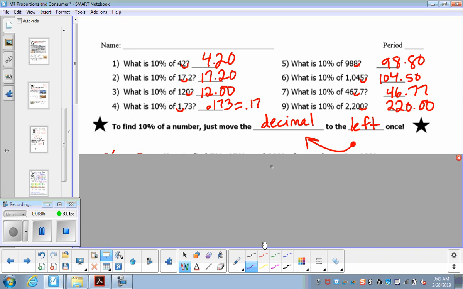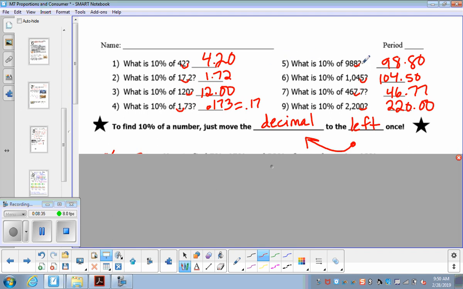If we move this decimal over once from the 17.2, it's going to be 1.72. When you move this decimal over once, it's going to be 12.00. And if something was $1.73 and we had to pay a 10% tax, we'd move the decimal over once and get 0.173, but rounding for money, the 3 would keep that to a 7. We don't need to round up.